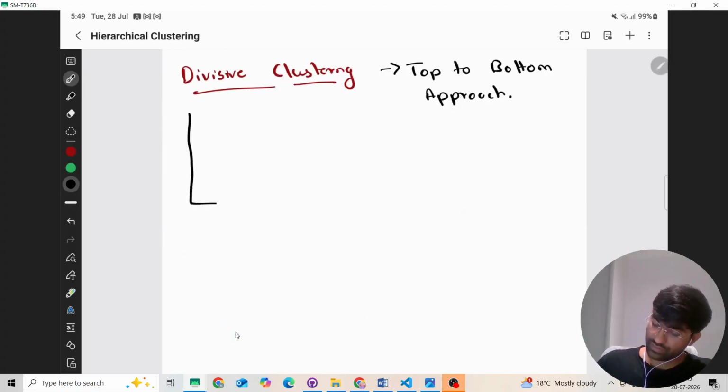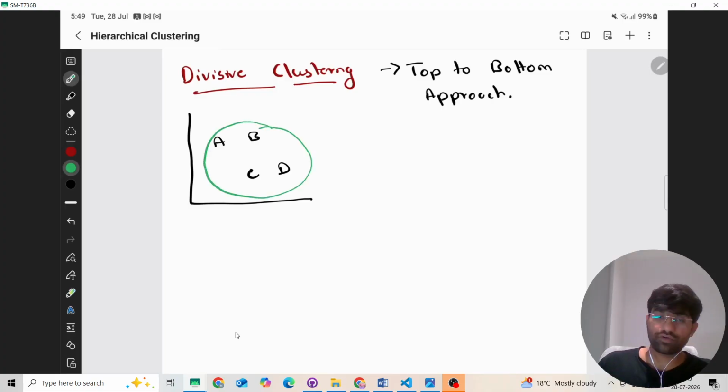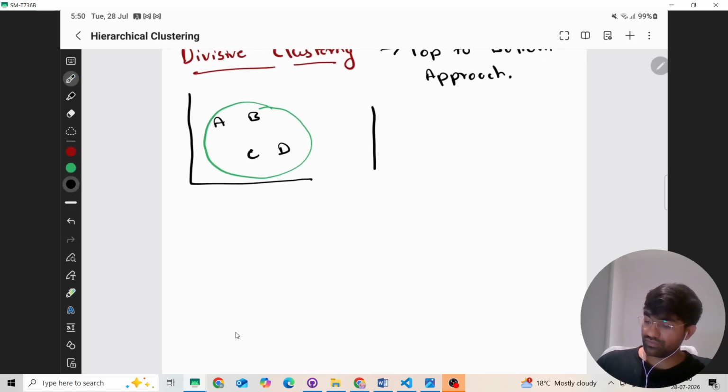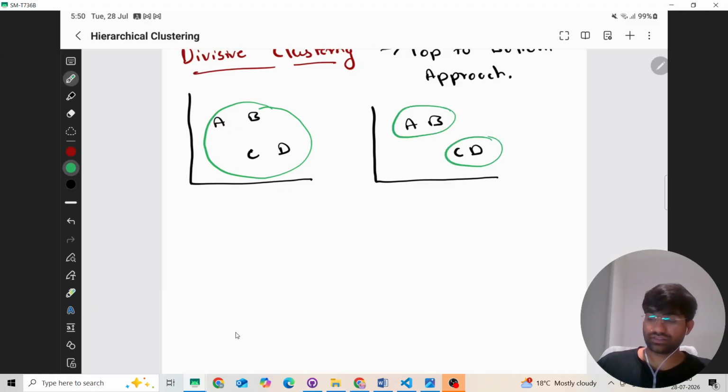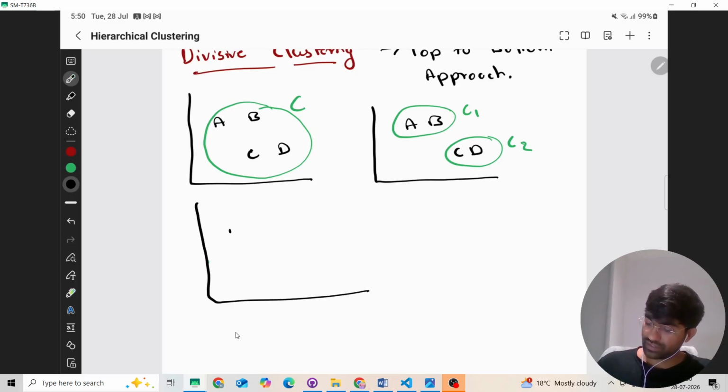So what it will do is, if we have 4 data points A, B, C, D, it will form one big cluster at step 1. Then at step 2, it will find the points which are far from each other. Then it will form subclusters. First it was only C, then it is C1, C2, and next it will keep repeating this until you reach the point where each data point is a separate cluster.